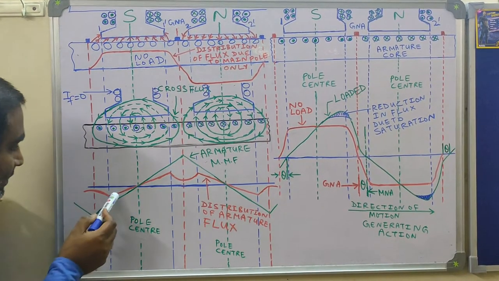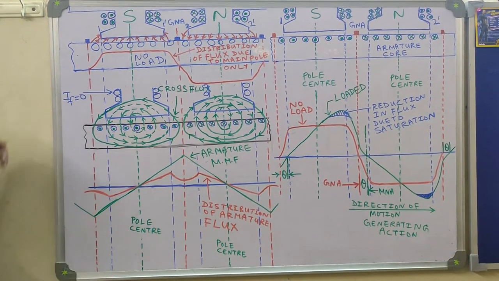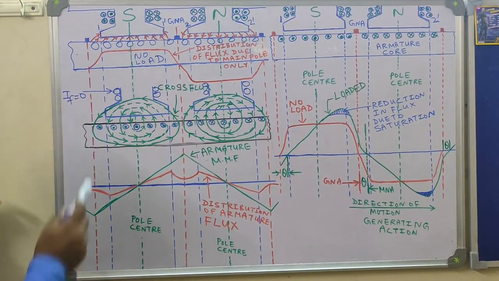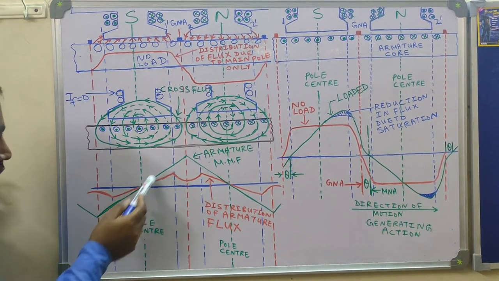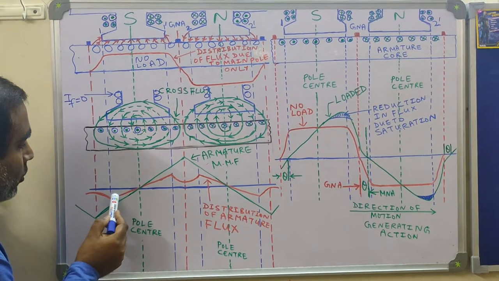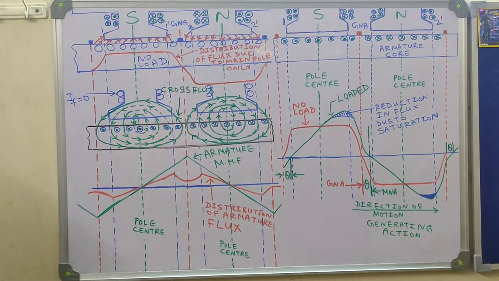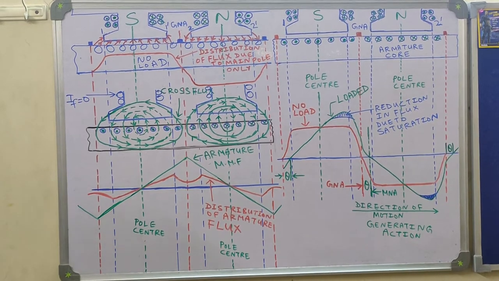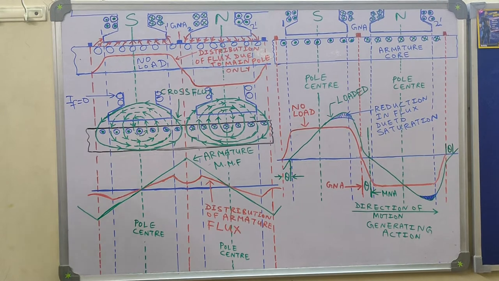Now what about this portion where it is changing linearly? You see here, under the pole phase the air gap is uniform, so reluctance is uniform, so magnetic flux will follow the nature of armature MMF. Because what is flux? Flux is MMF by reluctance.